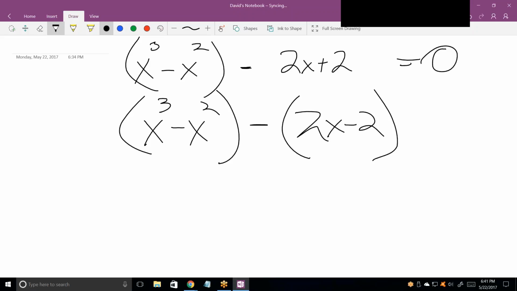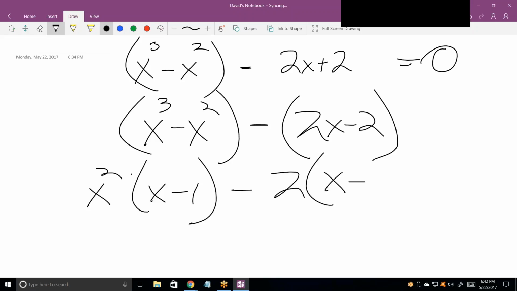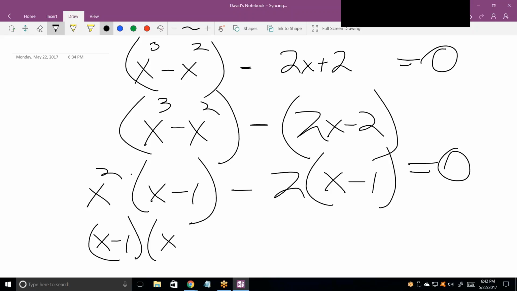And when I factor out the greatest common factor, I still get an x minus 1 there. I factor out a 2, I still get an x minus 1 there. Now everything's copacetic. And what's the next line? X minus 1 times x squared minus 2. Now, can I go any further?